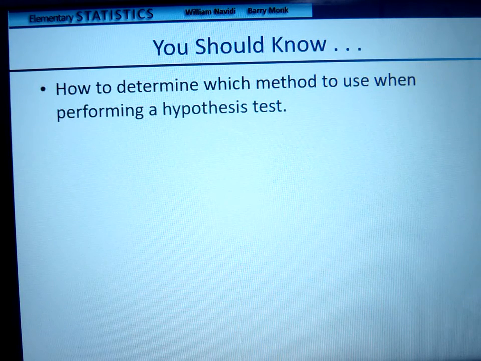All right, so you should know how to determine which method to use when performing a hypothesis test. And that is it for section 9.5 and 9.6. We are now finished with chapter 9, and we are going to be moving forward to chapter 10.